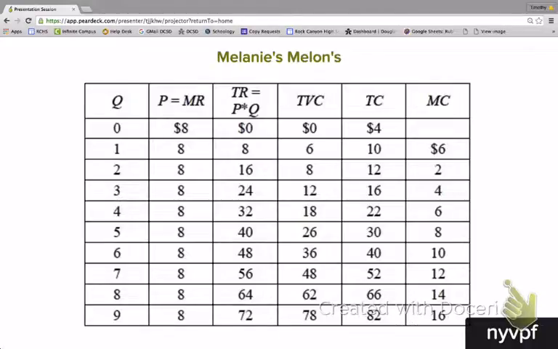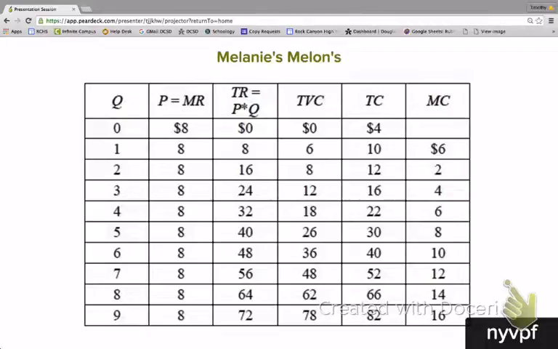So suppose Melanie's Melons is a perfectly competitive producer of watermelons. The market price of each melon, you can see here, is $8. Her revenue and her short-run costs are presented in this table. Note that in this perfectly competitive firm, because the firm is a price taker, each time a melon is sold, total revenue rises by $8. Thus, the price is equal to the marginal revenue, which is equal to $8. So we know that Melanie should produce 5 melons. Why? Because that is where marginal revenue is equal to marginal cost, if you compare those two columns.